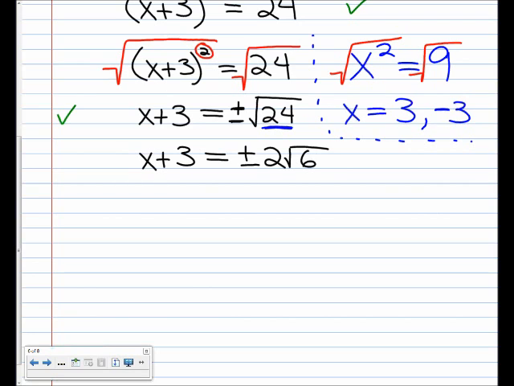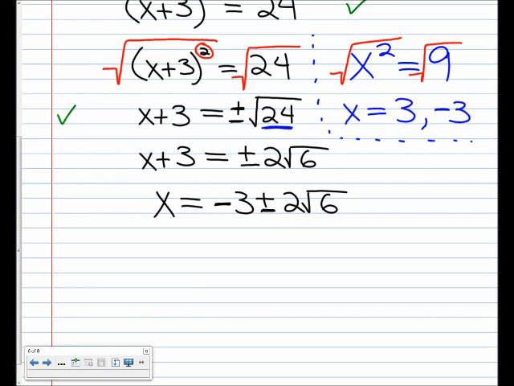Now we're almost done. I have one more step. I must make this say x equals. So if I have a positive 3, I want to move it over, it becomes a negative 3. So this is the answer.